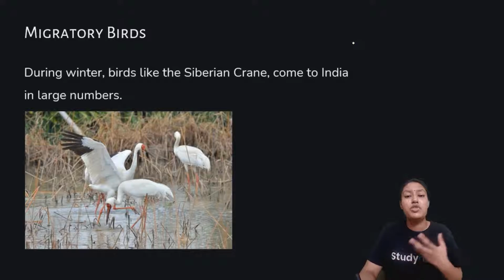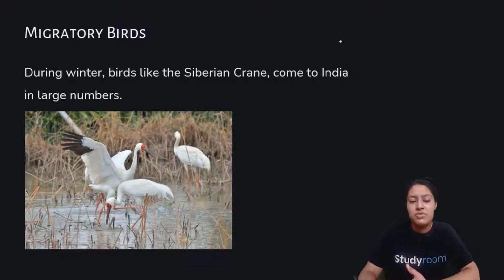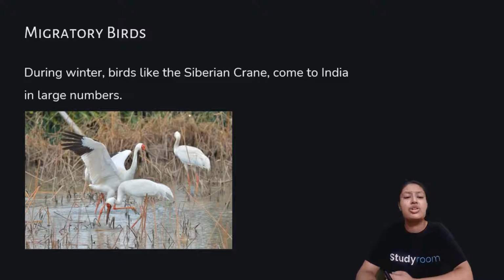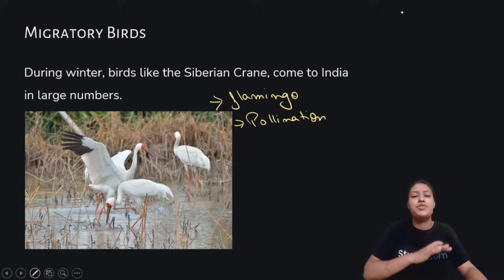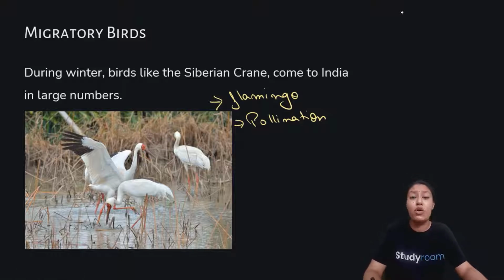Talking about birds, there are more animals seen in India as well. Now, talking about migratory birds, during winters the Siberian cranes come in large numbers to India. These are migratory birds. Let's first discuss why these Siberian cranes come to India. What is their purpose in coming?